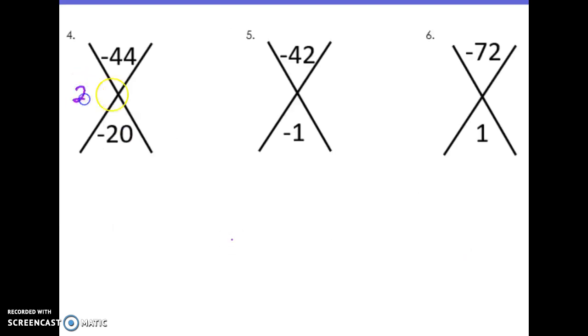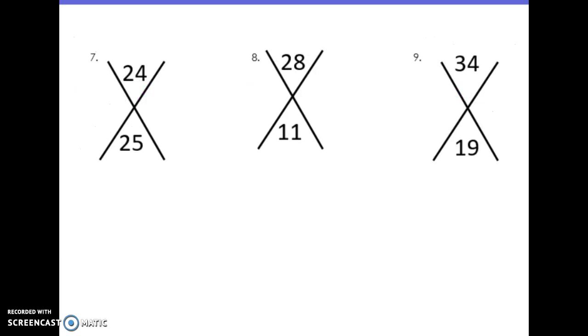So this is going to be a 2 and a negative 22. This is going to be a negative 7 and a 6. Here we'd have a negative 8 and 9. I'm going really fast because I'm assuming that you've already tried these and you're just checking. Number 7, well, 1 times 24 is 24, and they add up to 25. For 11, I can take 7 times 4 to get 28, and 7 plus 4 is 11. Okay, number 9, I'd have 2 and 17.